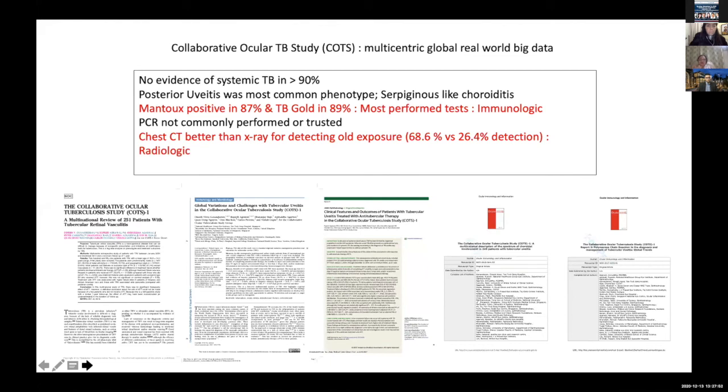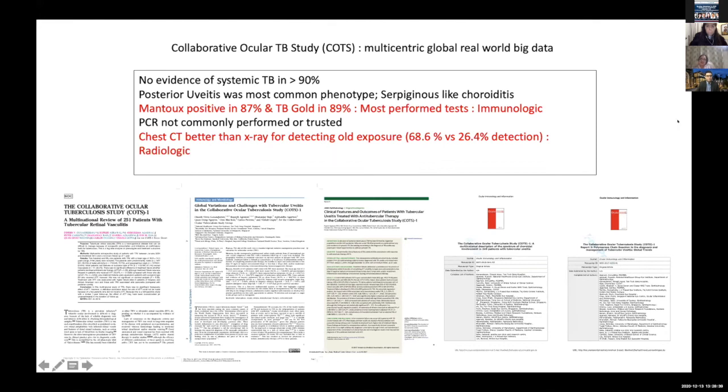Before making the consensus, we had data collection, real world data, and just the salient features were that there is no evidence of systemic TB in more than 90% of the patients. The pulmonologist would always want to look for active TB, but as an ocular specialist, you should not. Posterior uveitis is a very common phenotype, and it is SLC most of the time. But very important is Mantoux is positive in 87% and TB gold in 89%. So most of the experts from all over the world still rely on these basic tests.